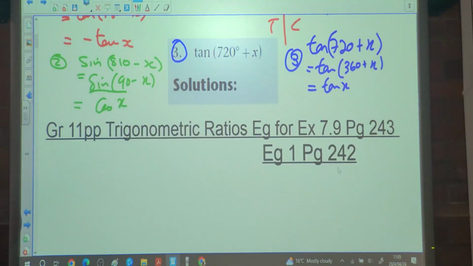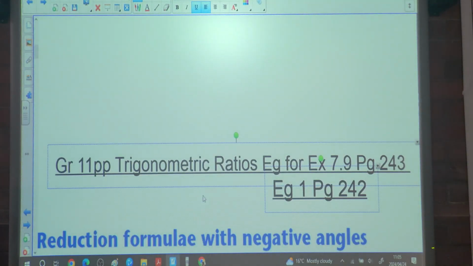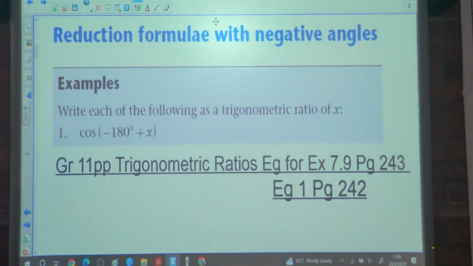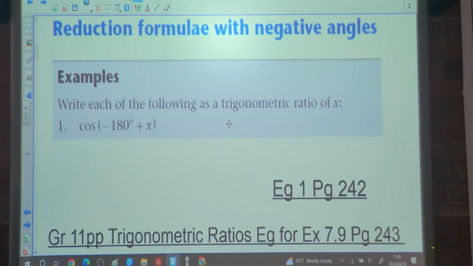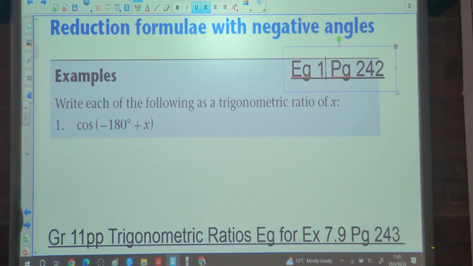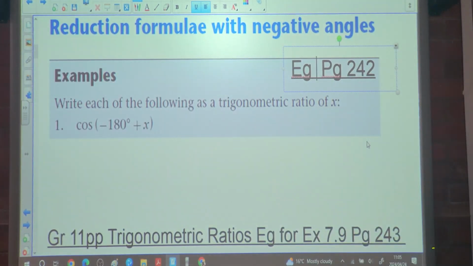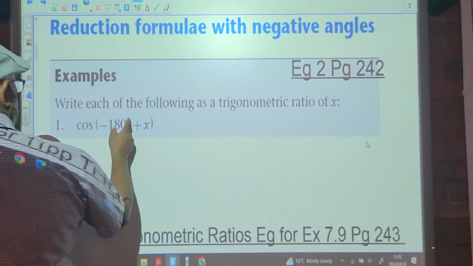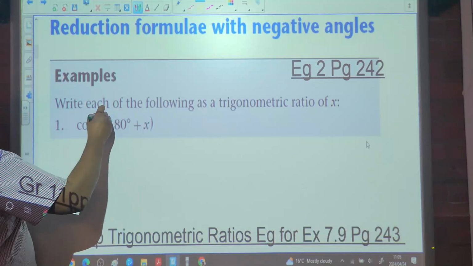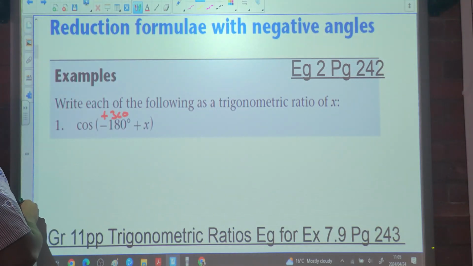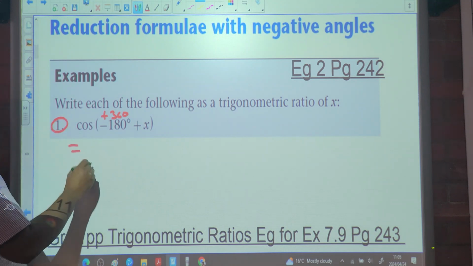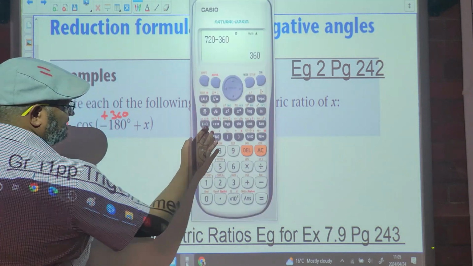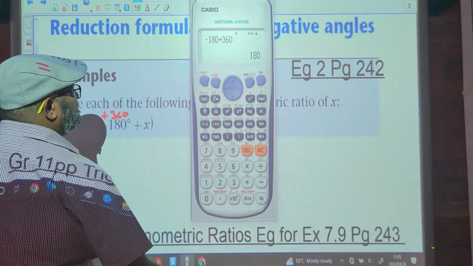Now you're going to look at the second part of these examples, also on page 242. Reduction formula with negative angles. The question says, write each of the following as a trigonometric ratio of x. Well, what do you notice here? It is now negative. So what do I do? Add 360. You see that? So that is simply negative 180 plus 360, which is 180.